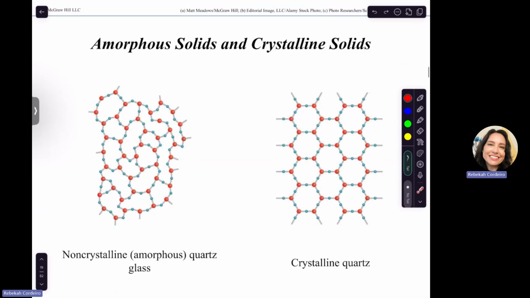Two different types of solids. We're going to hone in on the crystalline solids, but there are amorphous solids. You're familiar with an amorphous solid. Glass is an amorphous solid. It's more like a solid, but then it kind of has like a liquid structure. It's kind of not quite as structured, but still retains properties of a solid.